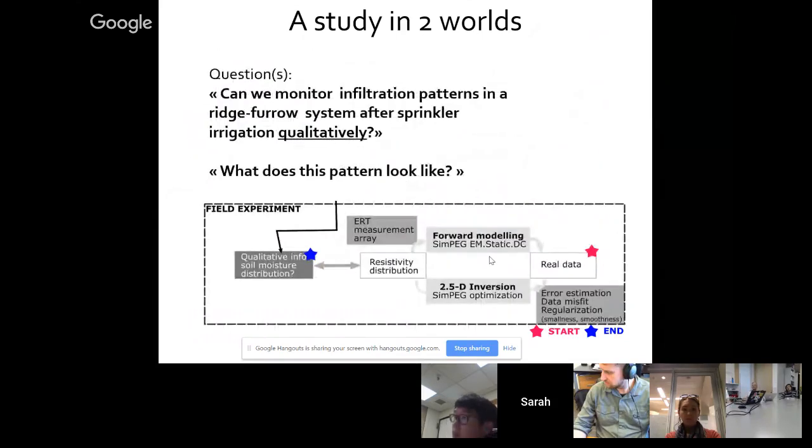And then we had a field experiment where we really wanted to look mainly qualitatively, because for the petrophysics, we still have a lot of work to do. Whether we can monitor these infiltration patterns, is that actually feasible in reality, and what do these patterns look like? So that's the same kind of story, but there we have real data. We start at that side, we do an inversion, and then we should get some qualitative information at least on the distribution of soil moisture. So that's what I did here.